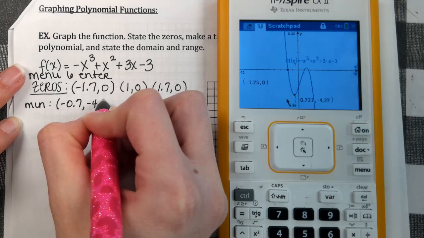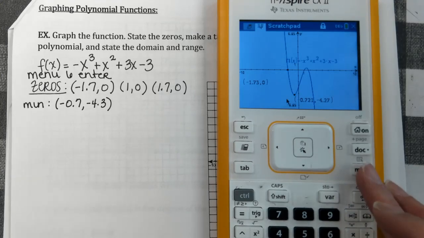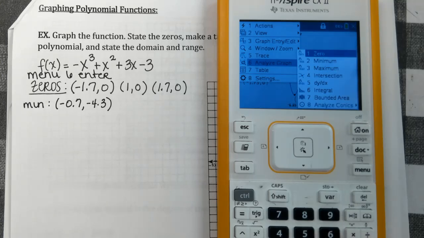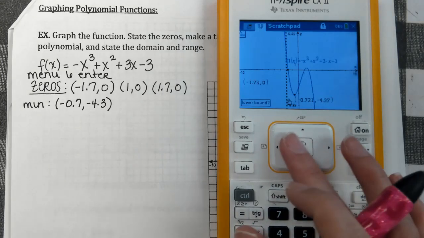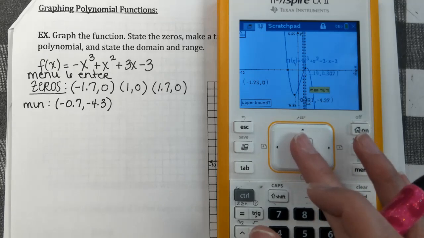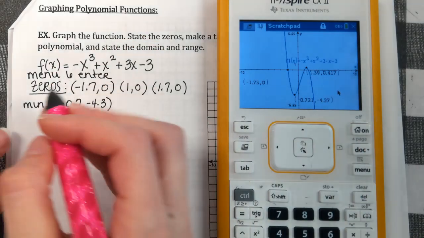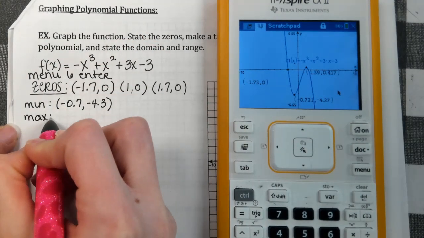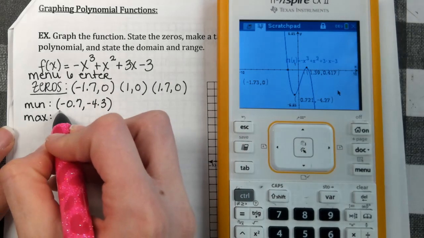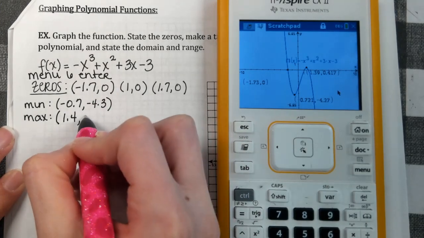4 point what? 3. Good. Okay, then you're going to do the same thing for your maximum. Do y'all understand your steps? Okay. So menu 6, and then you're going to hit 3 for maximum. You're going to go to the left of it, and then scroll till you get the point. Now what's your maximum? 1.4 and then 0.4. Good.